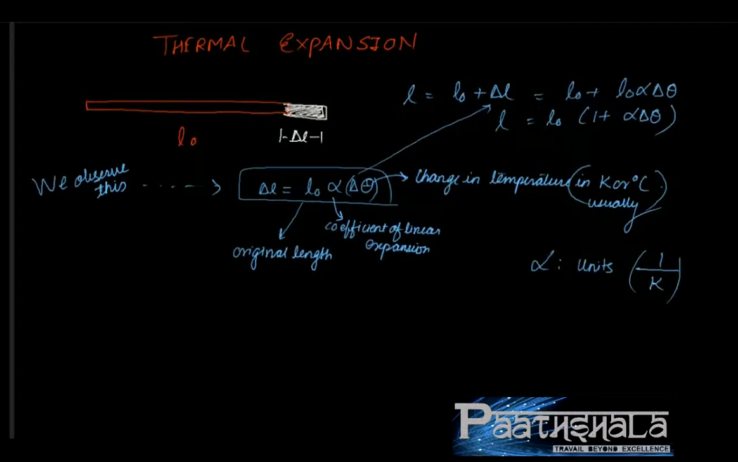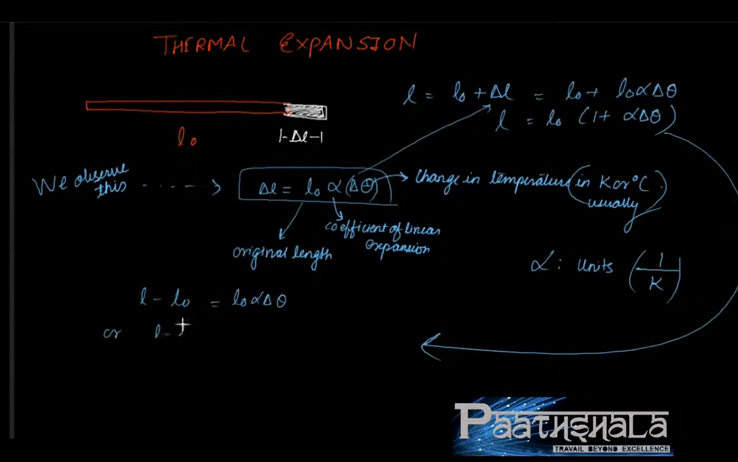Okay, now continuing from this equation over here, we also can write this equation as L minus L naught is equal to L naught alpha delta theta, or L minus L naught upon L naught is equal to alpha delta theta. L minus L naught is delta L, so delta L upon L naught is equal to alpha delta theta, and this is the law of linear expansion.